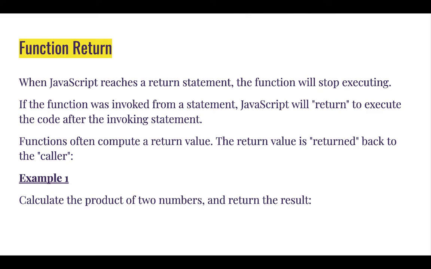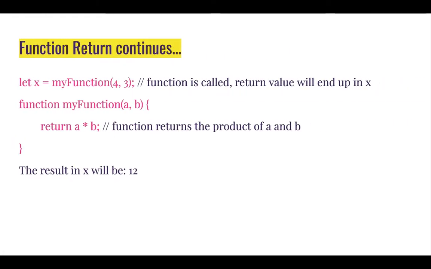Example: calculate the product of two numbers and return the result. So we said let x equal to myFunction, and then we pass two arguments. The first is 4 and the second is 3. So we created a variable x and we assigned the value as the invocation of myFunction. Then we pass two arguments that we want to multiply.